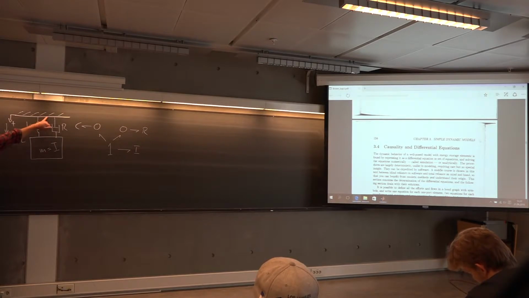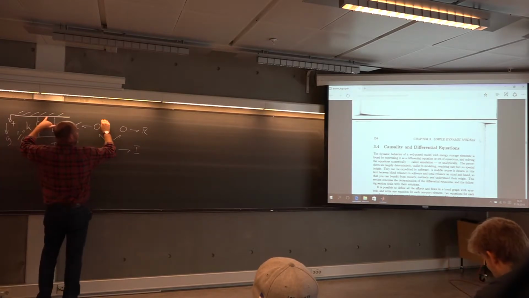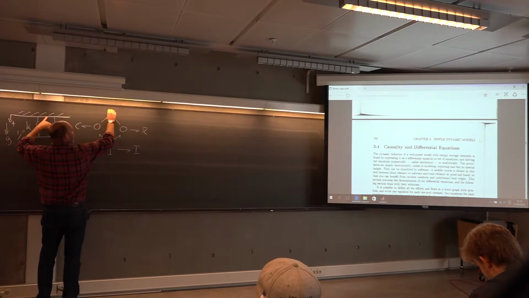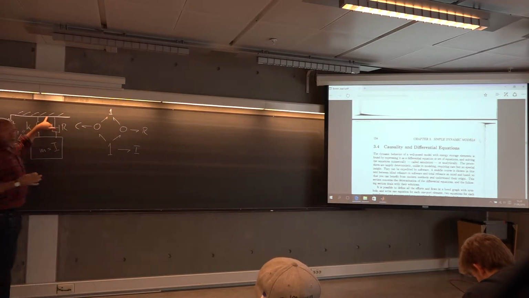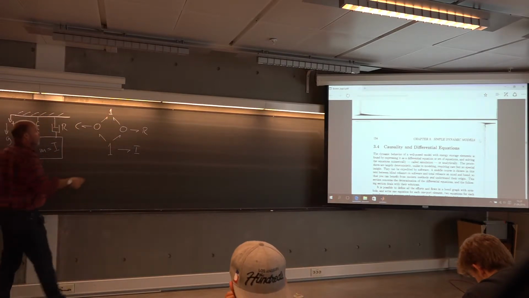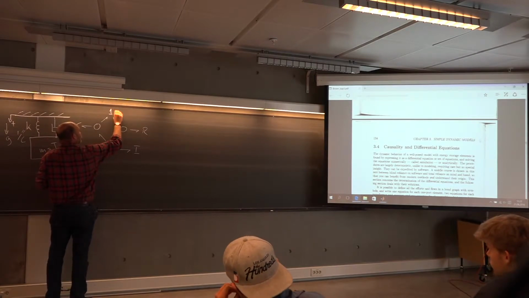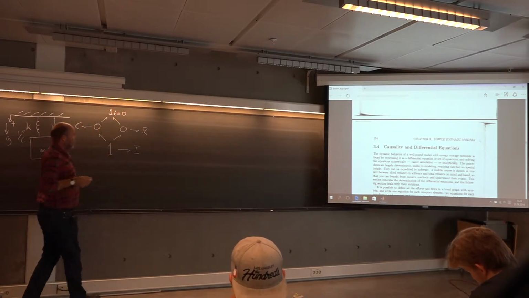And then they are joined in the ceiling up here to another one junction, which is not moving. So here the velocity x dot equals 0.